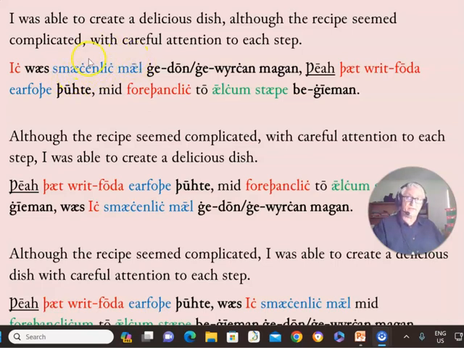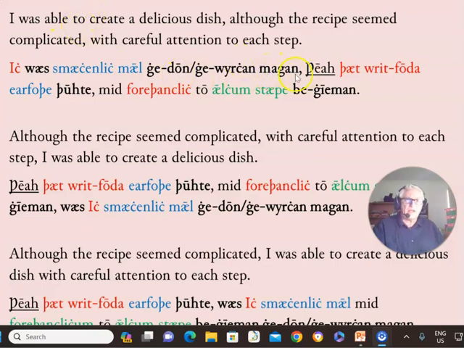Okay, don is to do, done, and wyrcan is to create. So both don and wyrcan. I've given you two verbs there. You only need one. I've just given you a choice. That's all. Means to create. Was is was. Able to is machen. So that's the second verb.